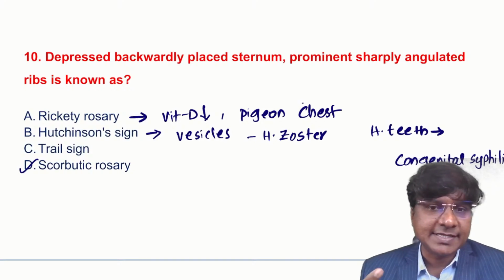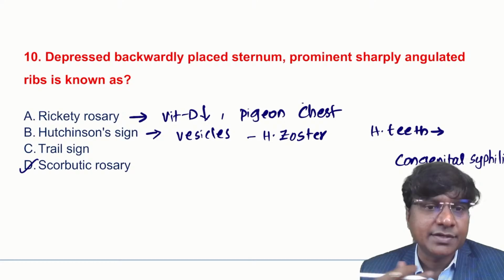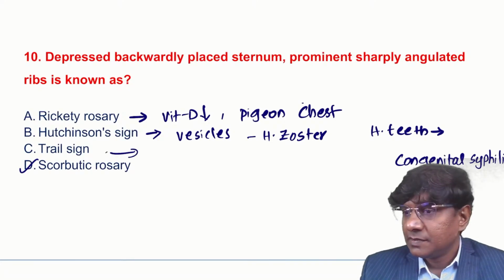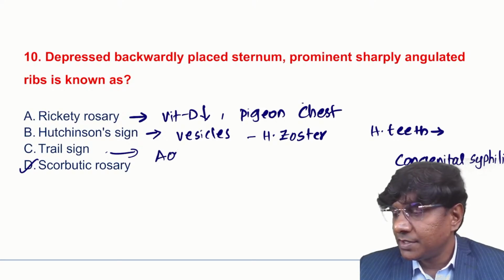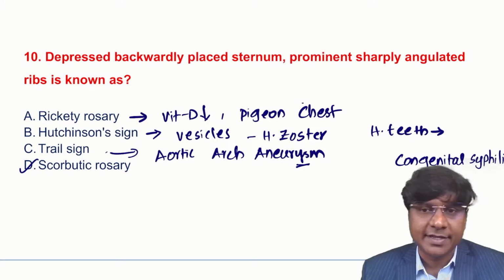Right, congenital syphilis. Then we have the Trail sign. What is this Trail sign? Trail sign is basically used in cardiology for pulsations felt in the suprasternal notch in aortic arch aneurysm. Right, so in aortic arch aneurysm, you will have the presence of the Trail sign.